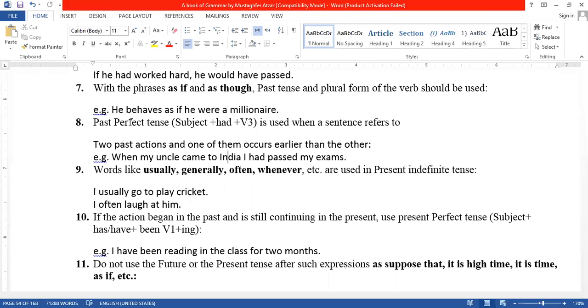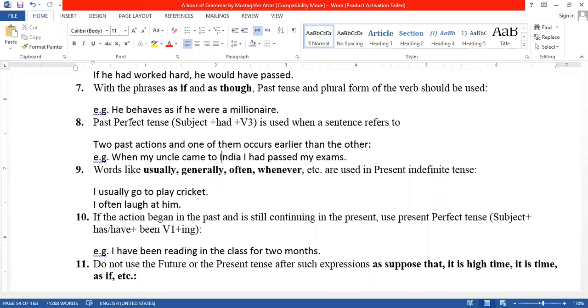But that is not actually happening here, as this statement asserts that one action occurred before another action, but both of them occurred in the past. Now, when my uncle came in the past, I had passed my exam. I also passed my exam in the past, but passing my examination happened even before the coming of my uncle. Though both of these actions happened in the past, one of the past actions happened even before the other past action. That is the passing of the exam. So this is the sense, right?